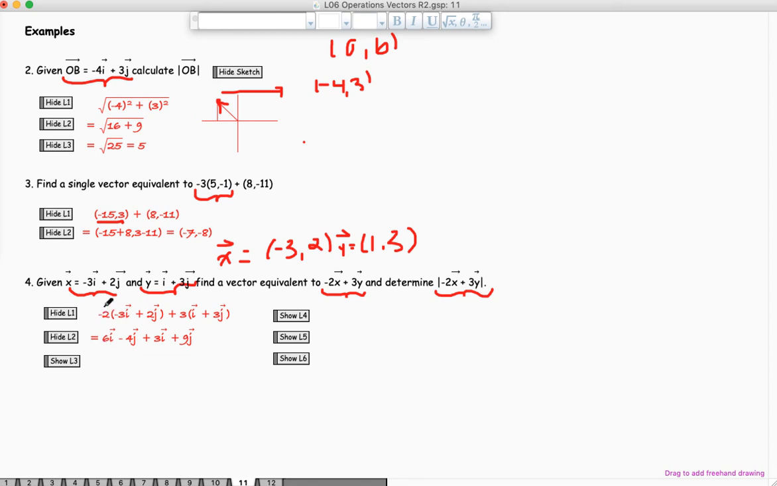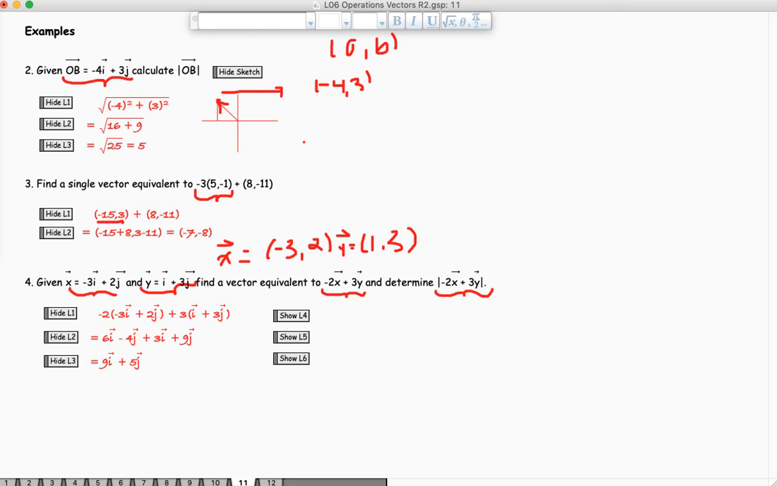Negative 2 times negative 3 is 6. Negative 2 times 2 is negative 4. Scalar by each component. 3 times 1 is 3. 3 times 3 is 9, so I have 9j. And then group the ones that go together. So 6i plus 3i is going to give us 9i. Negative 4j plus 9j is going to give us 5j. So we have 9i plus 5j.